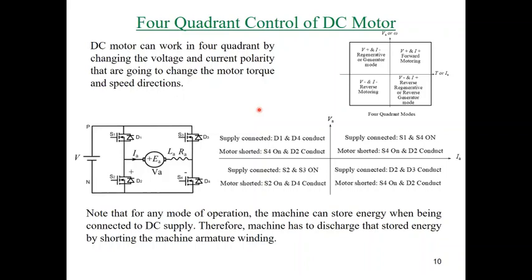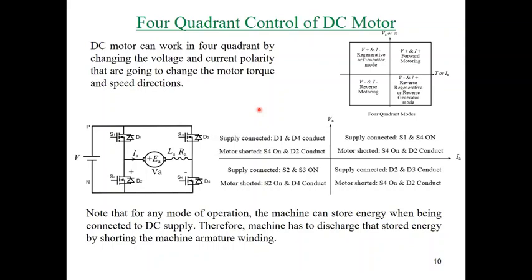So now we understood the starting problem of DC motor. Up till now in the DC machine, we described the speed control of DC machine. We described the starting problem of DC machine, and we are going now to describe the braking of DC machine. These are the 3 dynamics we need for controlling any kind of motor.